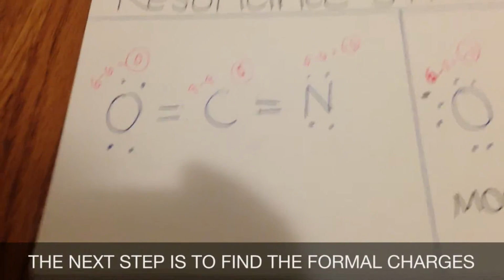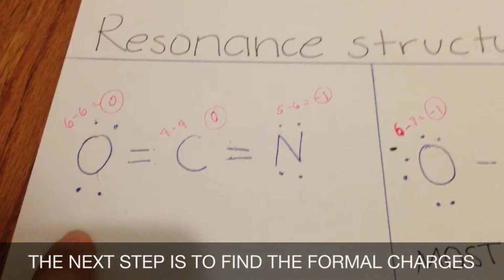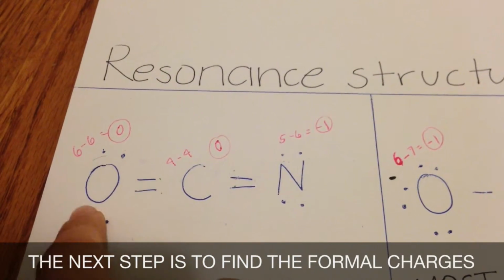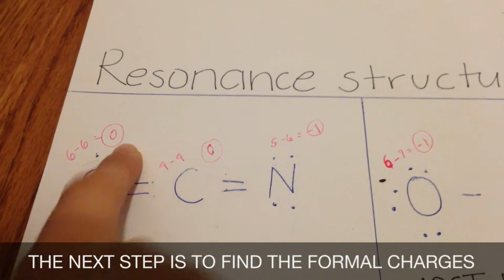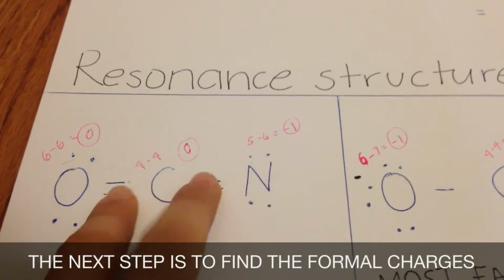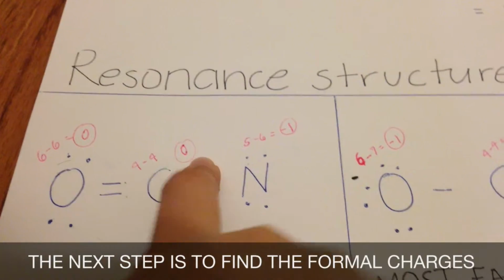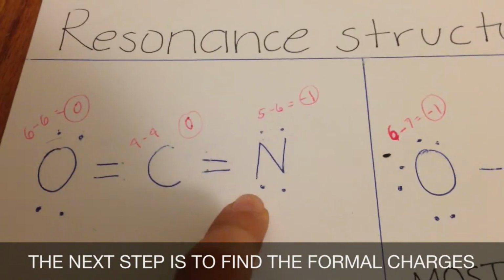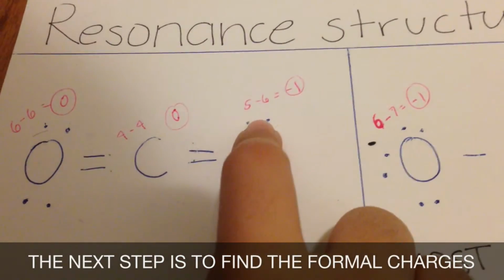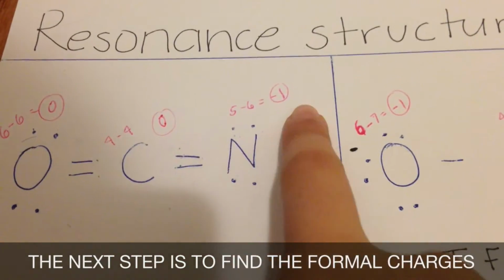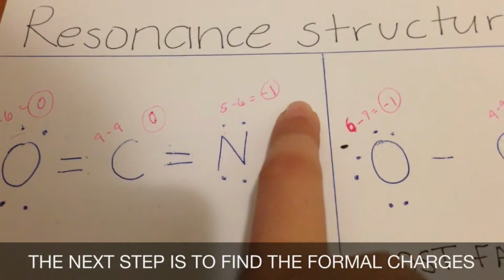Okay, for this resonance structure, oxygen needs 6 valence electrons and it has 6: 1, 2, 3, 4, 5, 6. So its formal charge is 0. Carbon needs 4 and it has 4, so its formal charge is 0. Nitrogen needs 5 and it has 6. Whenever it has more than it should, it's a negative number. So 5 minus 6 is negative 1.